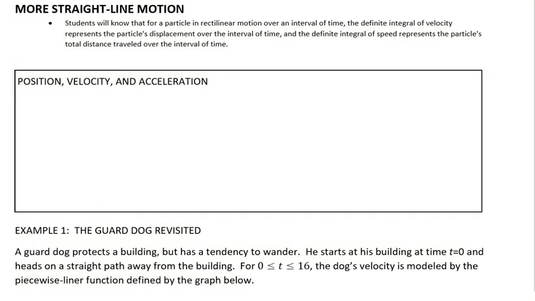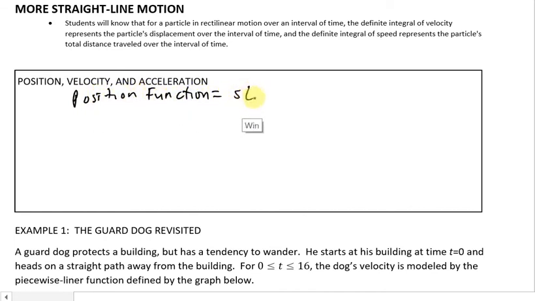Alright, in this video we're going to continue and go back to straight line motion, where we talk about position, velocity, acceleration, and their relationships. Of course, we've always talked about our position function is s of t, and we always said that v of t is the derivative of s of t, and that the acceleration is the derivative of velocity, making it the second derivative of position.